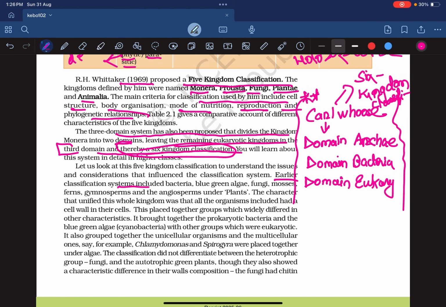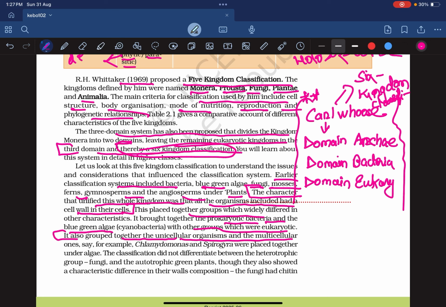Earlier classification systems included bacteria, blue-green algae, fungi, mosses, ferns, gymnosperms, and angiosperms under plants. The character that unified this whole kingdom was that all the organisms included had a cell wall in their cells. This placed together groups which widely differed in other characteristics. It brought together the prokaryotic bacteria and blue-green algae with other groups which were eukaryotic. It also grouped together, which is one of the drawbacks of this classification, unicellular organisms and multicellular organisms.